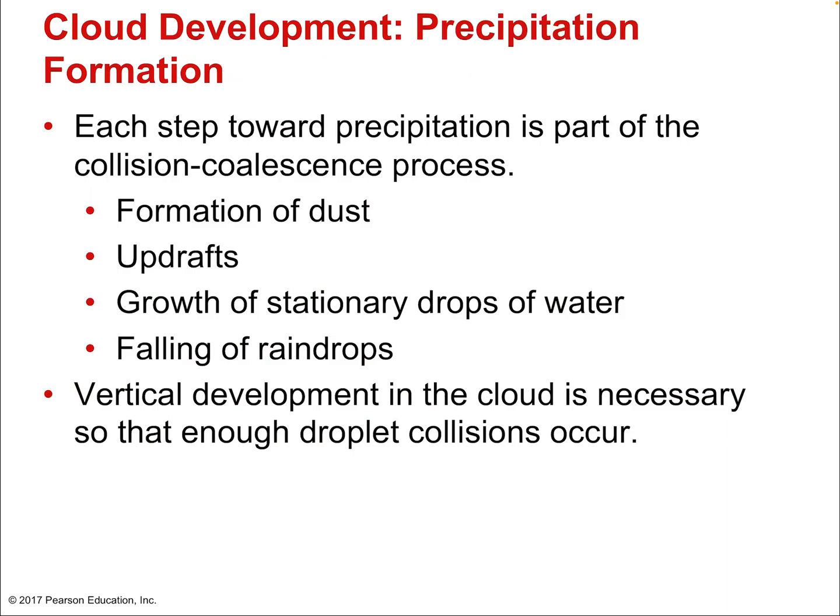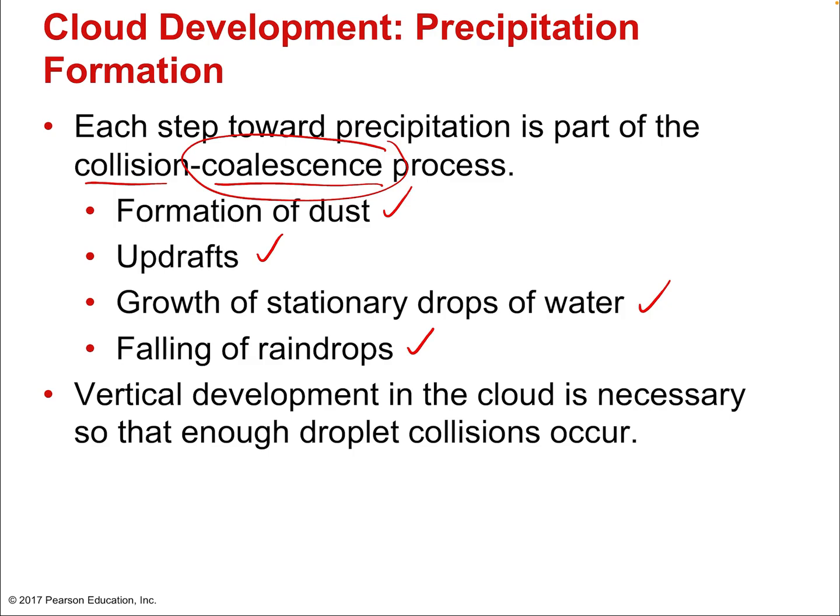So each step towards precipitation is part of collision coalescence. That's like those H2O molecules we saw smashing together and either bouncing off or sticking together, right? If they collide and stick together, they coalesce, because coalesce, shown here, means stick together, okay? So this happens due to or is affected by the formation of dust, updrafts, and growth of stationary drops of water. So there's a chain effect. Bigger drops lead to more bigger drops, and the falling of raindrops. So incoming raindrops from above can also lead to increased condensation and coalescing.